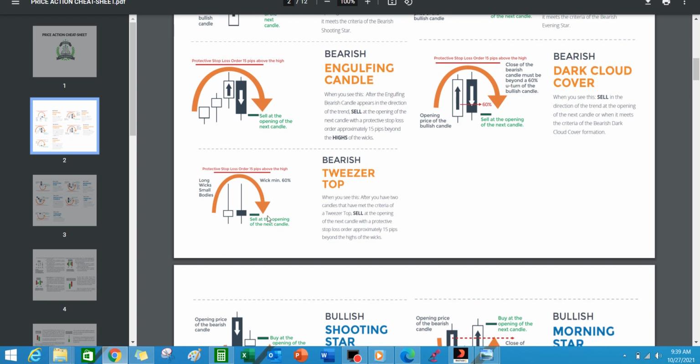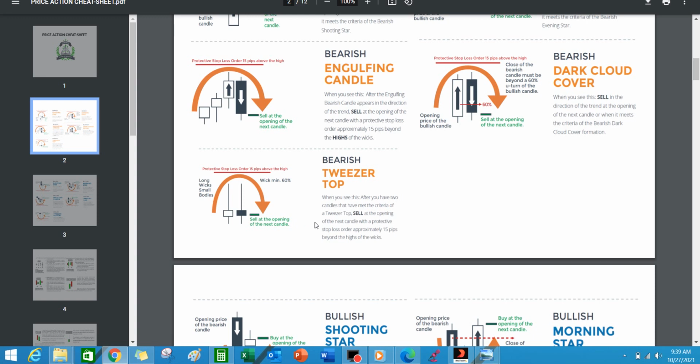When you have something like this, you have a bullish candle right here with a very long wick and a short one below, then a bearish candle right here with a very long wick and a short one below. Both of them have small bodies. Then definitely the next candle should be an opportunity for you to sell.